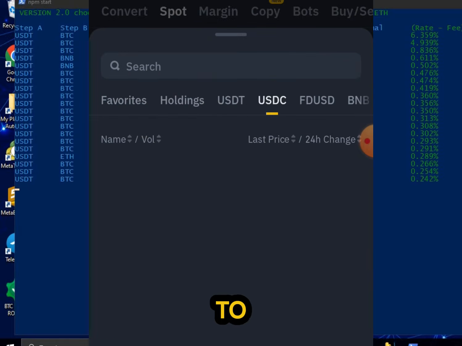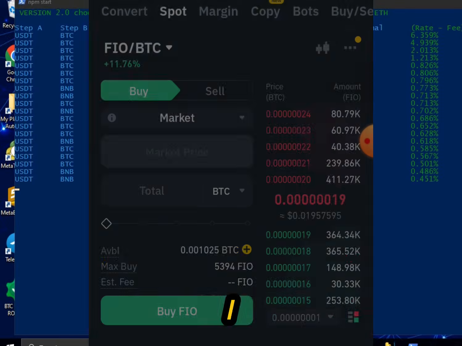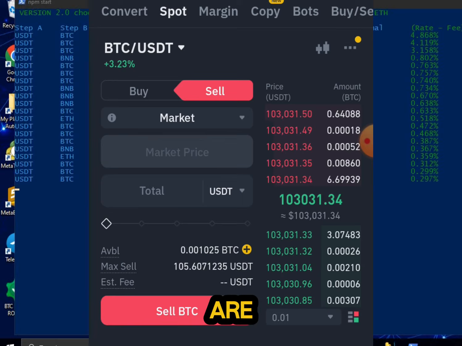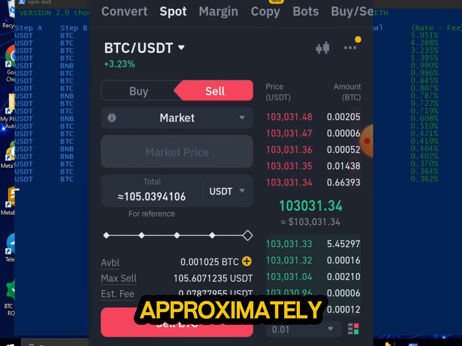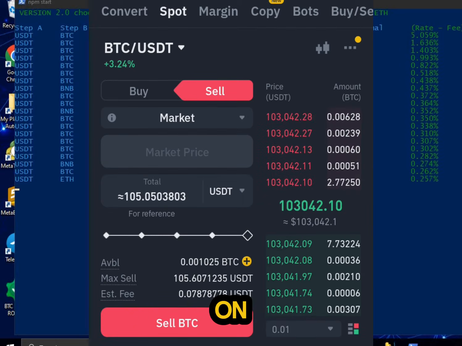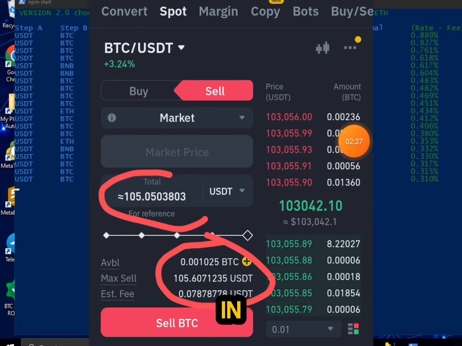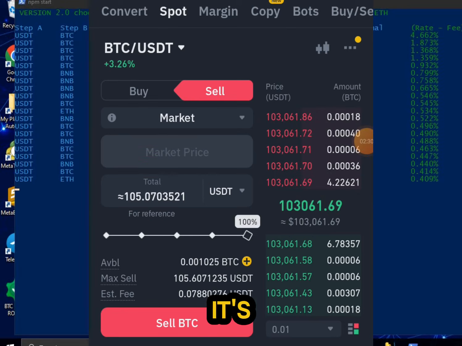We'll now go back to the spot market and search for BTC/USDT. So here we are. Now check this out. We have approximately 5% profit on this trade. So 5% in just 40 minutes. I think it's worth it, guys.